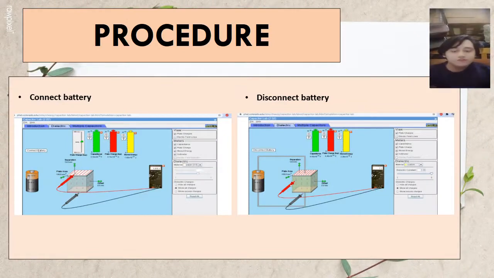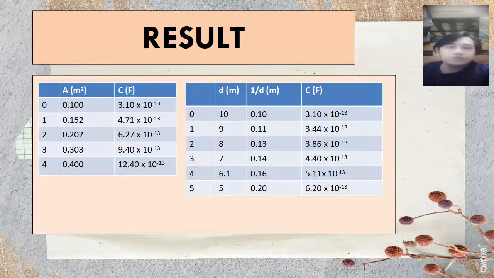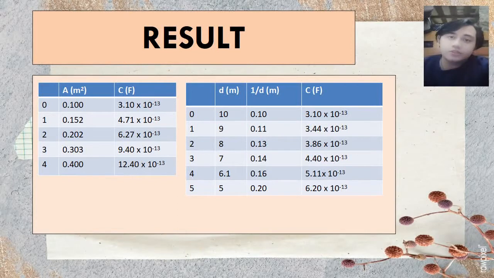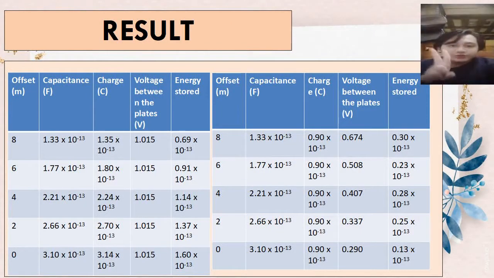Procedure part 2. First, remove the dielectric entirely from the capacitor. Second, connect the battery and turn it on to about 1 volt and measure the values. Third, slowly insert the dielectric inside the capacitor and measure all the changes in capacitance, charge, voltage between the plates, and energy stored. Fourth, disconnect the battery, remove the dielectric entirely, repeat step 3 and record the changes. This is the result for part 1. This is the result for experiment 2 part 2.